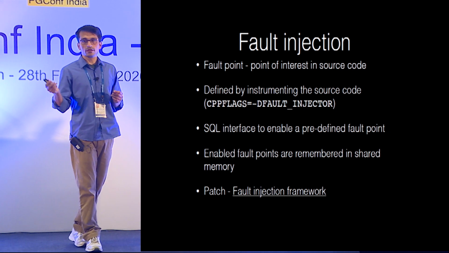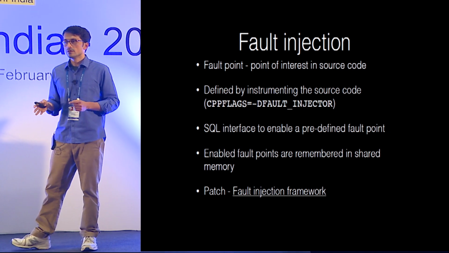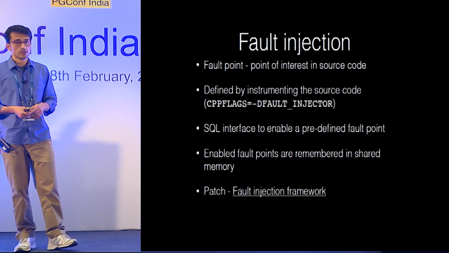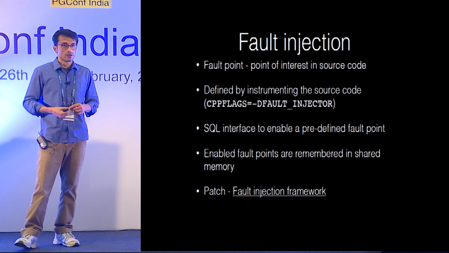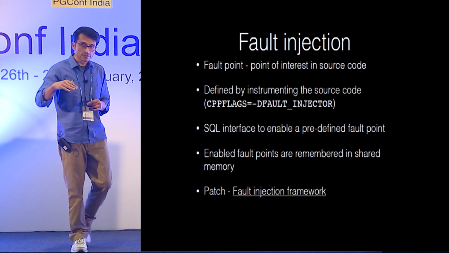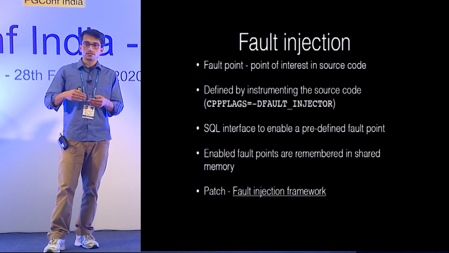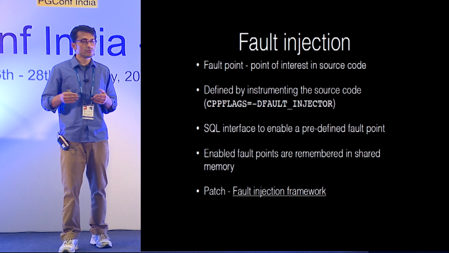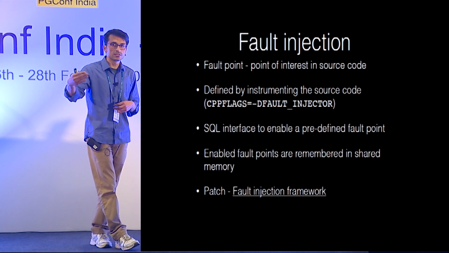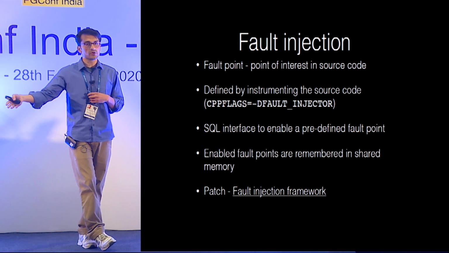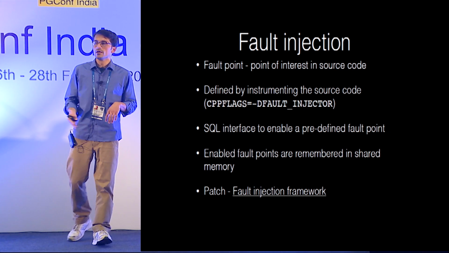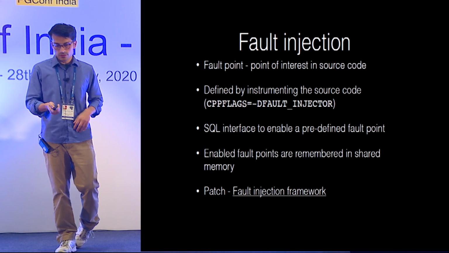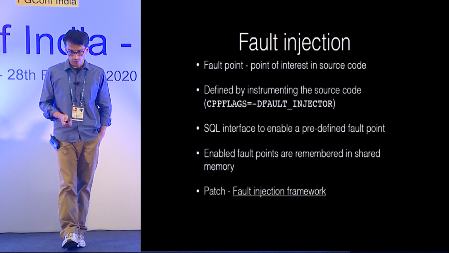And internally, the way it is implemented is we use Postgres shared memory to remember the faults that are enabled during testing. So when a fault point is reached during execution, the way to identify whether the fault is enabled and the action should be taken is to look at the shared memory. If it is enabled, then the corresponding action, which is also recorded in shared memory, is taken. And we have a patch for this, so feel free to check it out.